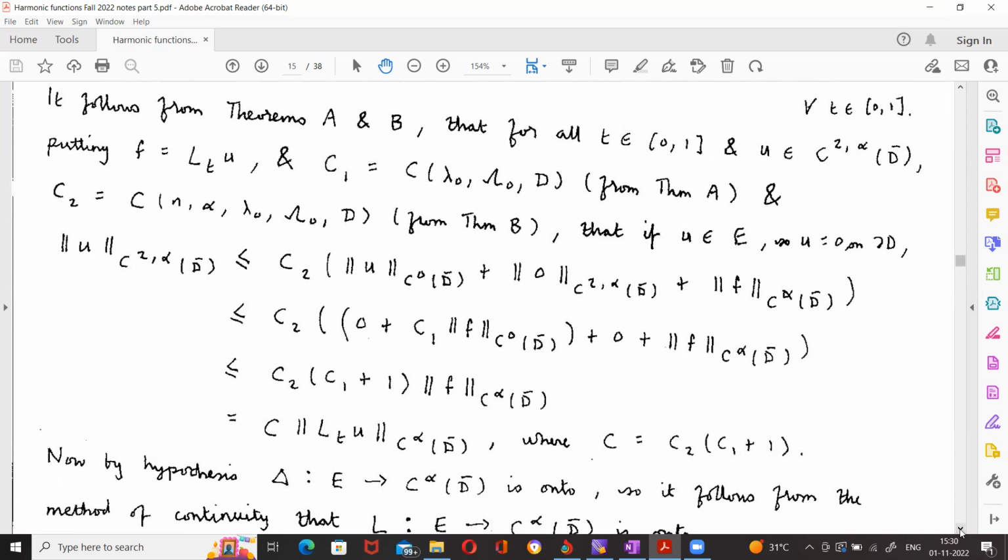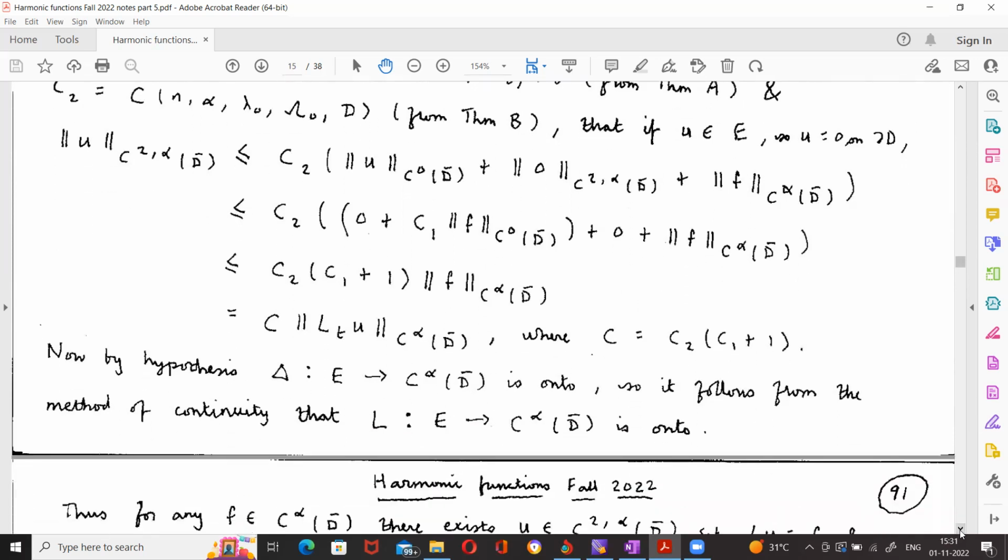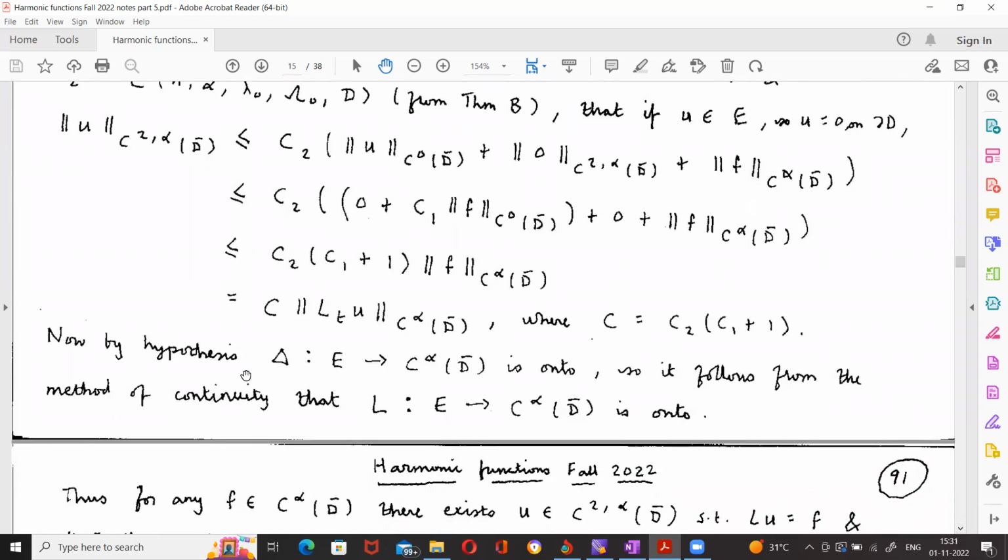And now we are assuming by hypothesis that the inhomogeneous Dirichlet problem for the Laplacian is solvable, right? That means the operator delta from the Banach space E to C alpha of D closure is onto.